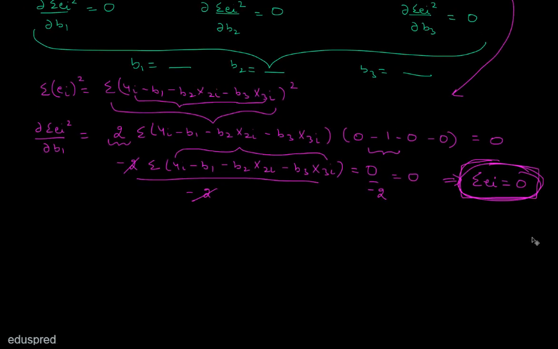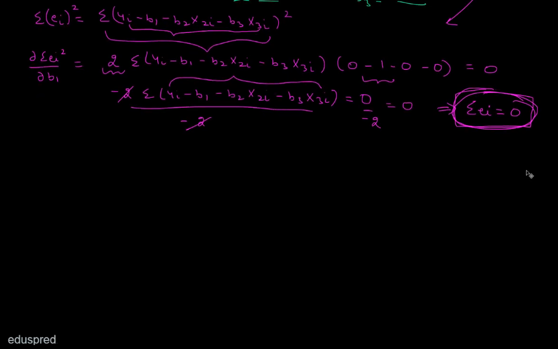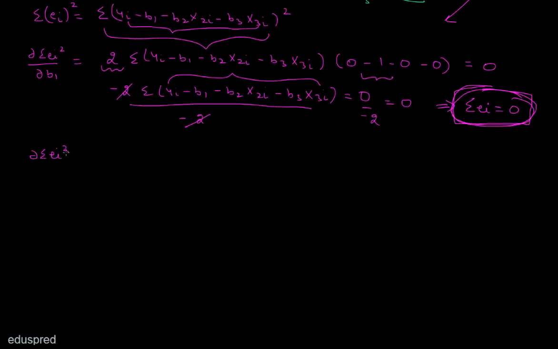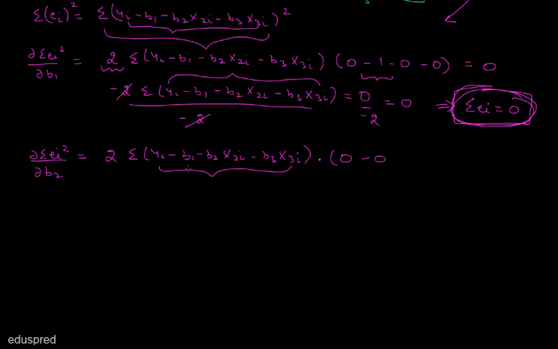So now I'm going to differentiate summation of ei square partially with respect to b2. I will get 2 summation yi minus b1 minus b2 x2i minus b3 x3i. Then you have to multiply this expression with the differentiation of this term with respect to b2. The differentiation of yi with respect to b2 is 0. The differentiation of b1 with respect to b2 is 0. We are doing partial differentiation. The differentiation of this term with respect to b2 is going to be minus x2i, and the differentiation of the last term with respect to b2 is again going to be 0.